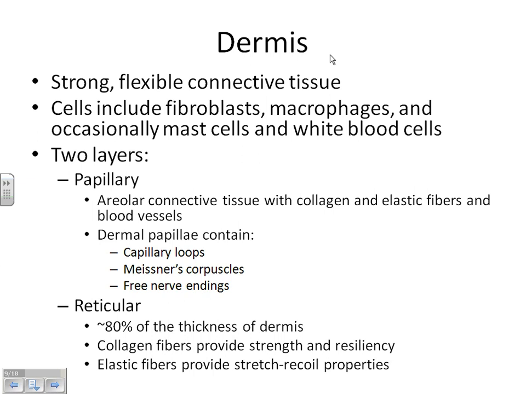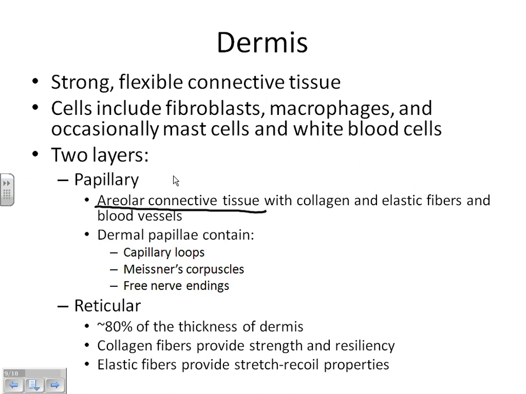Now we're going to look at the dermis. Again, the dermis is made of connective tissue, mainly 2 types. So we actually break the dermis into 2 parts instead of 5 like the epidermis. The 2 parts of the dermis are the papillary layer and the reticular layer. The papillary layer is the most superficial, and the reticular is underneath. The papillary layer is areolar connective tissue.